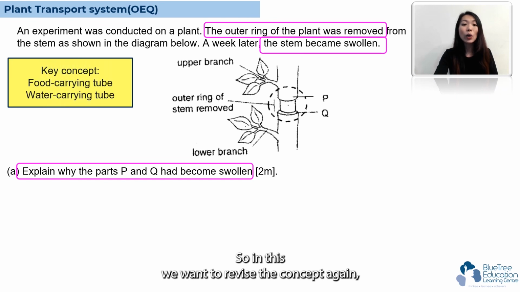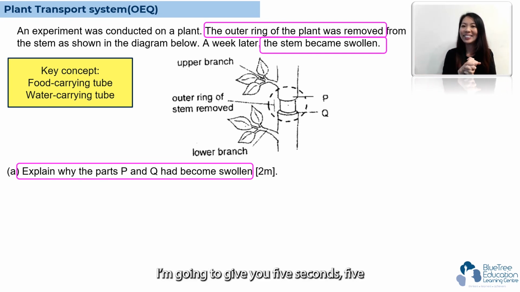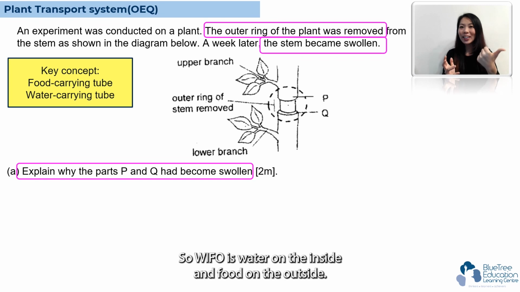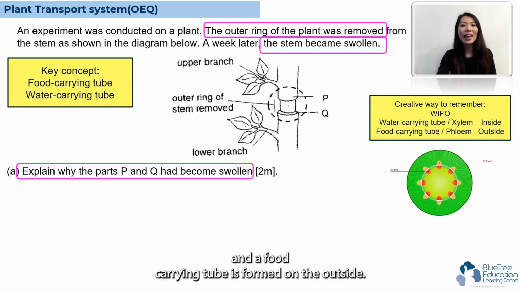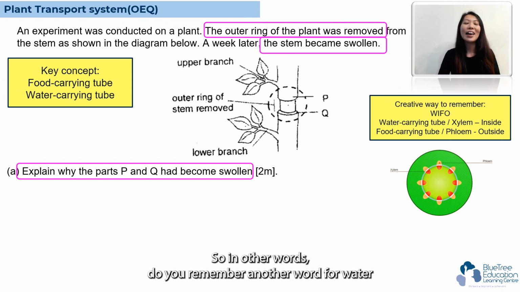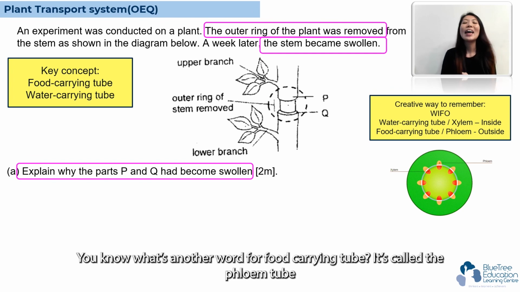So in this, we want to revise the concept again, which is we-fold. Now, do you remember what is we-fold? I'm going to give you 5 seconds. 5, 4, 3, 2, 1. Yes, you got it right. So we-fold is water on the inside and food on the outside. Meaning to say that the water carrying tube is formed on the inside and the food carrying tube is formed on the outside. Do you remember another word for water carrying tube is known as the xylem tube? And another word for food carrying tube is the phloem.